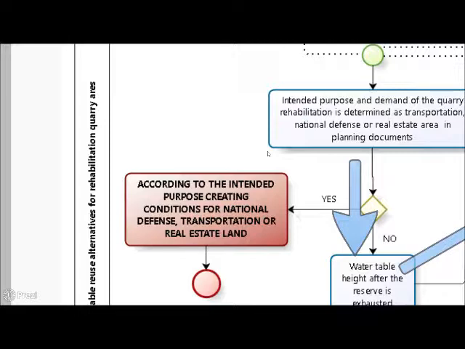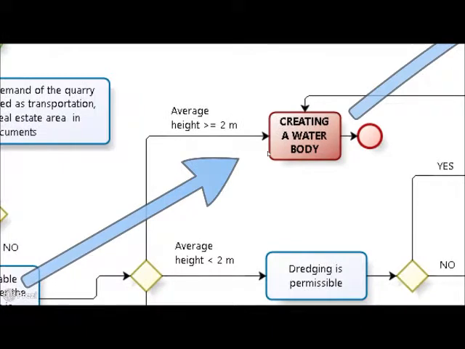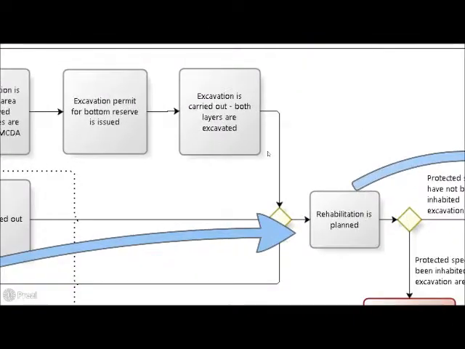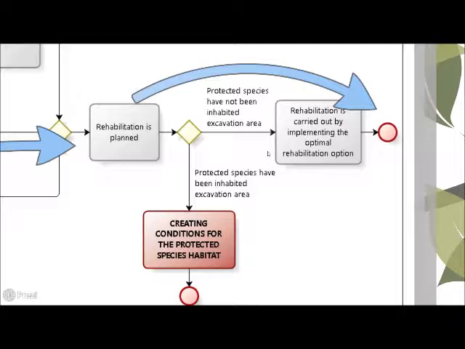then we must look at the water table height after the reserve is exhausted. And if it's over 2 meters deep, then the only possible way is to create a water body there. And then we must excavate the uppermost layer or also the bottom layers. And if there is no protected species present in the quarry, then we can carry out the rehabilitation option that we chose before. In this case, it's creation of a water body.